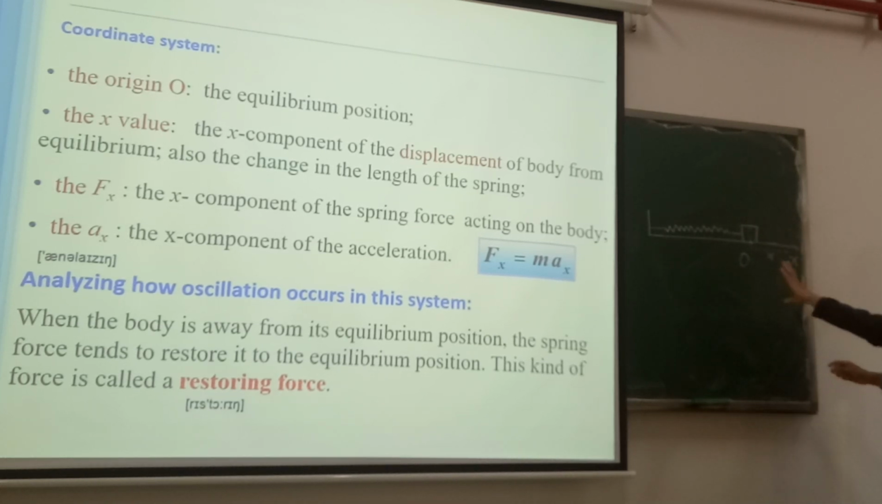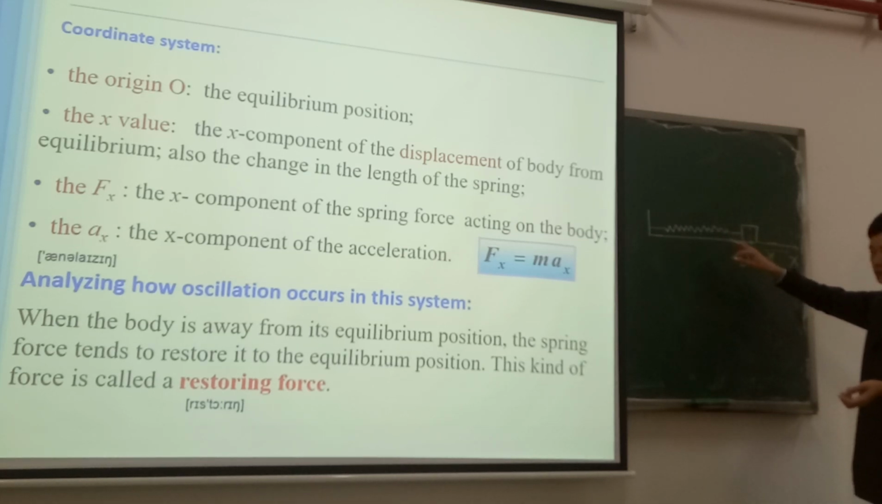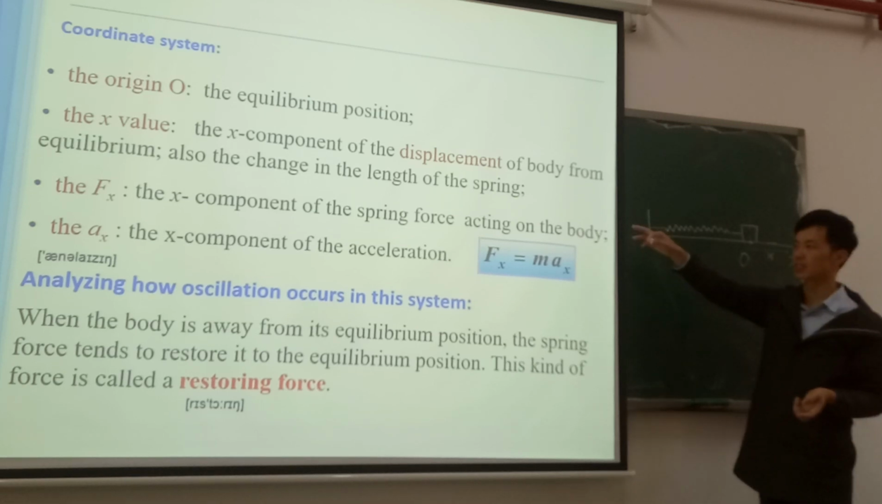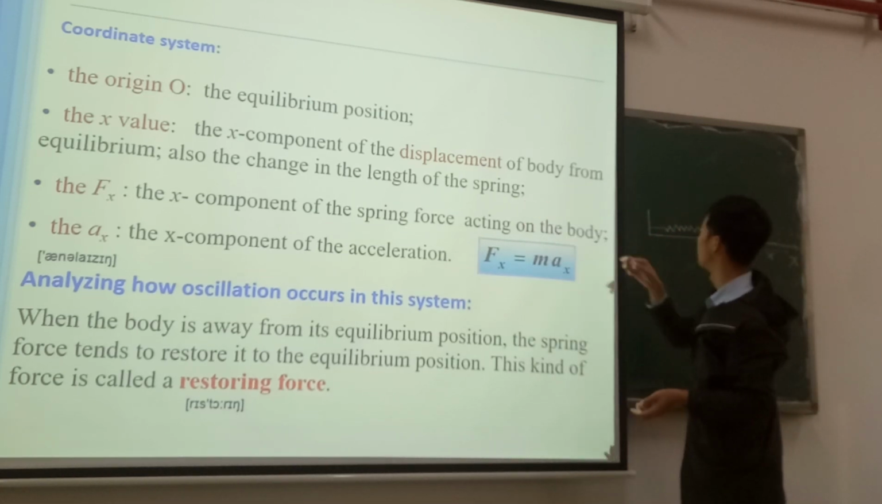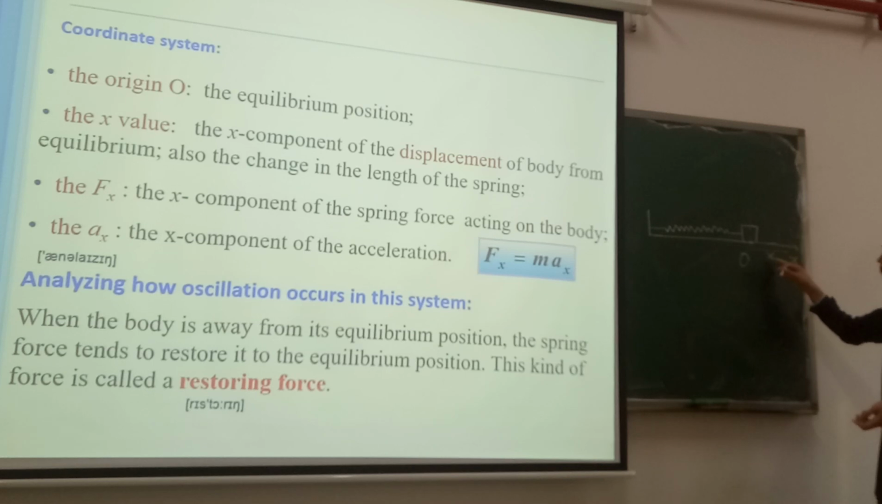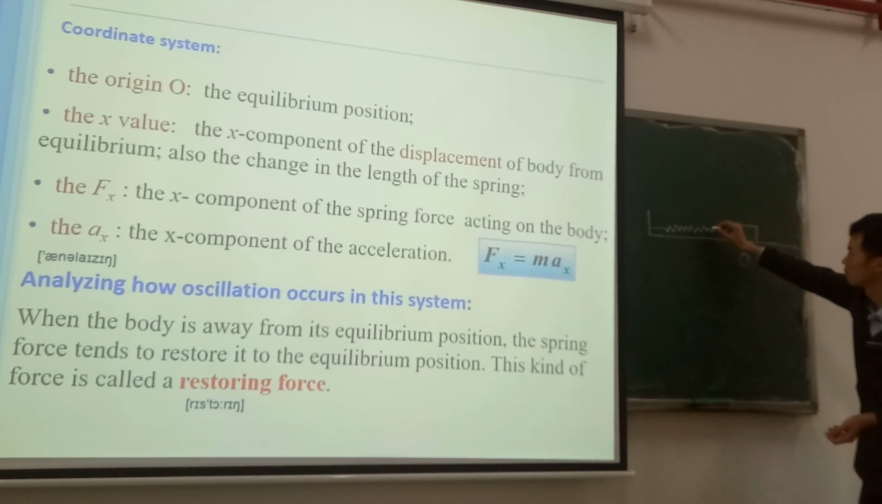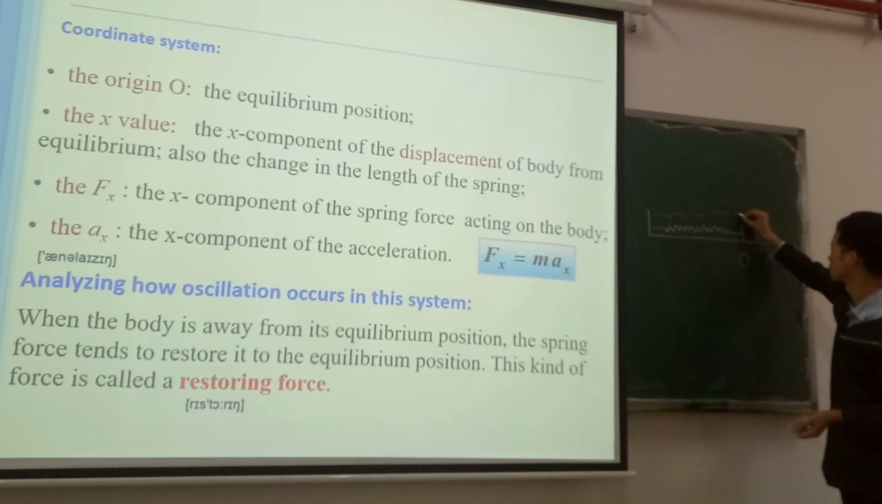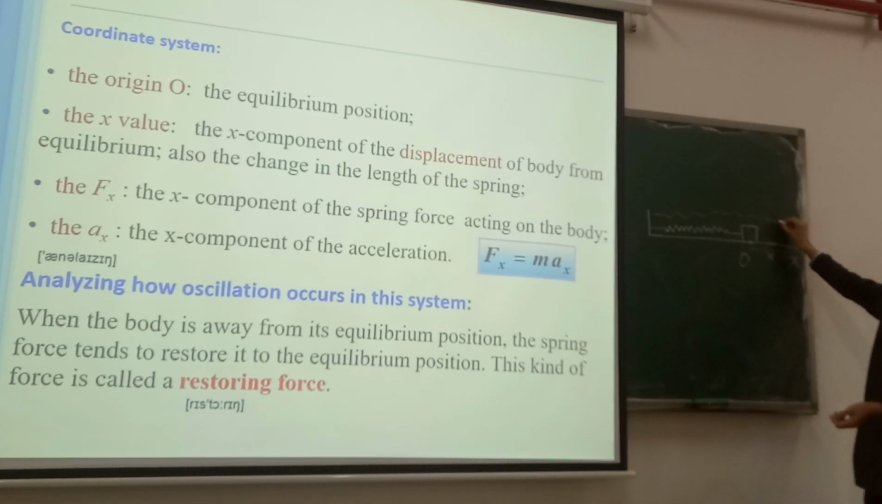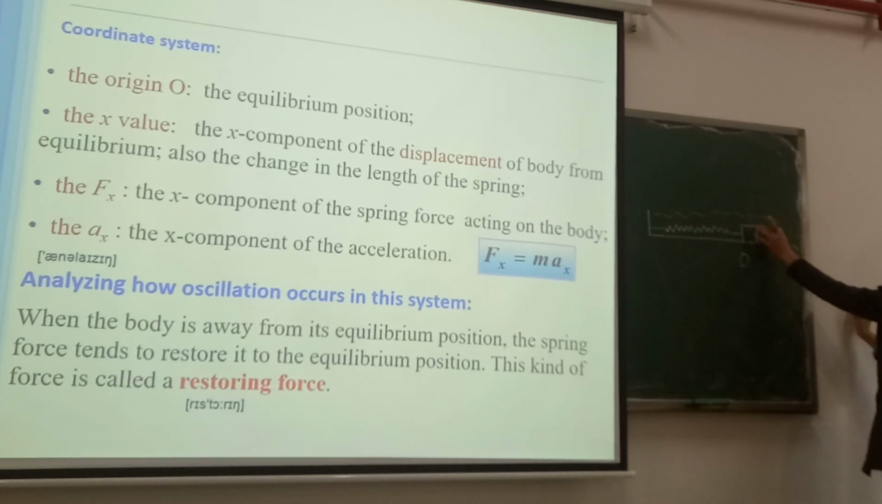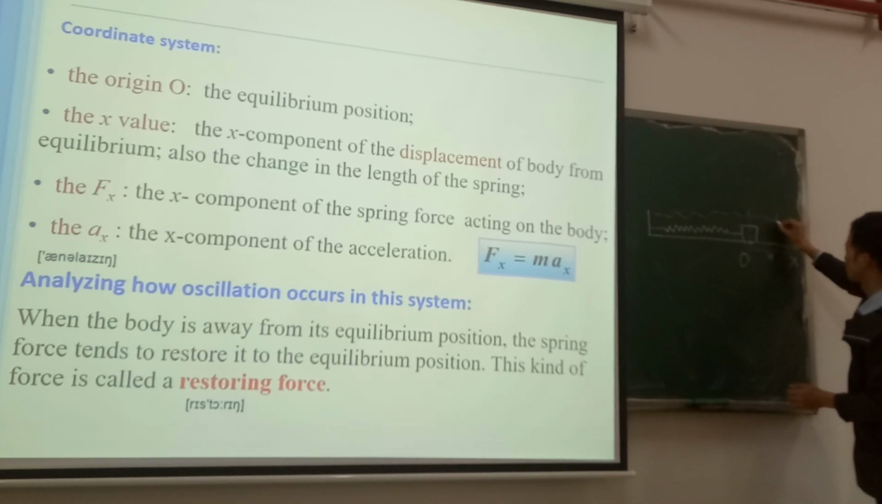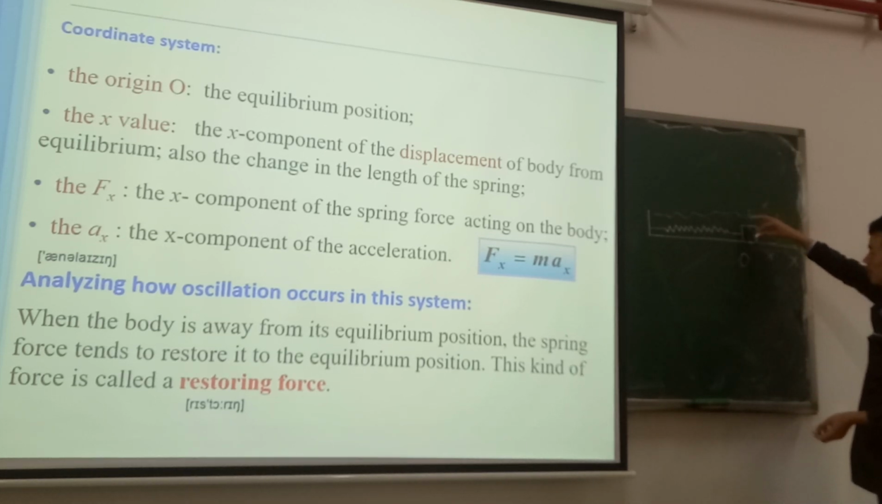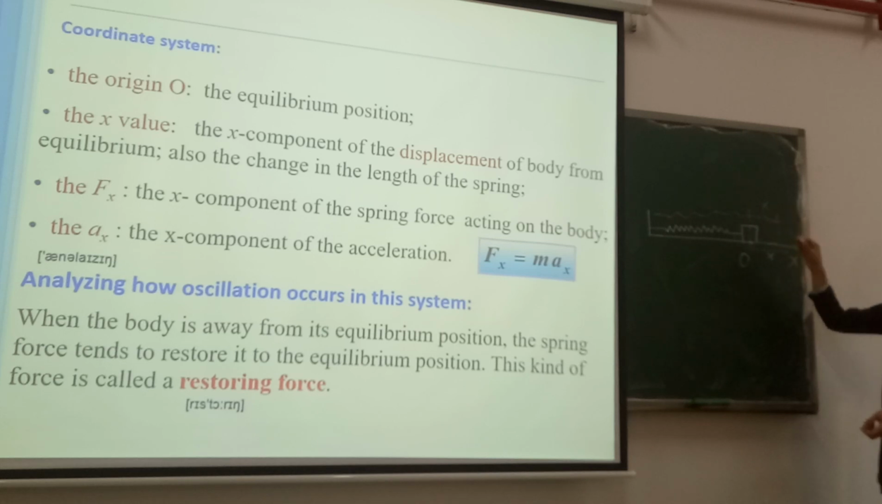And because in the equilibrium position the spring is free, the x value is also the change in length of the spring. Because when the body is in this position, the spring will be stretched to this length, and the distance is x, so this is the change of the length of the spring.